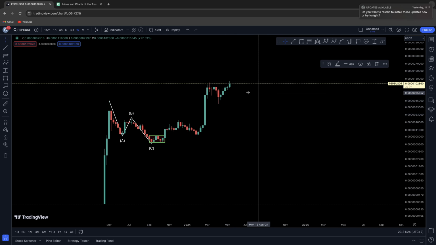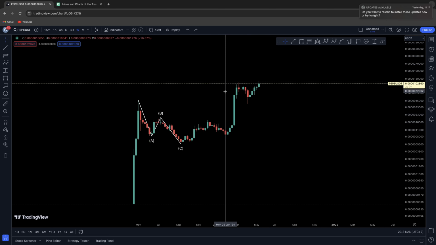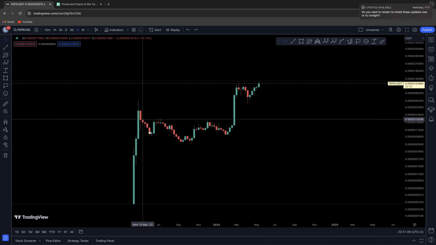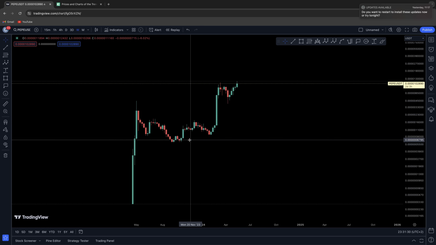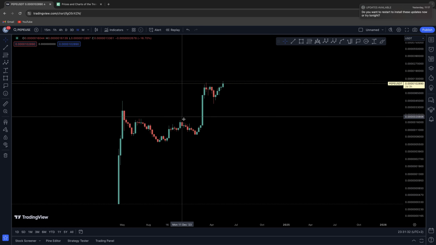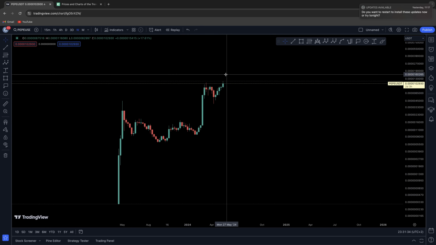Now, why I think we are in this impulsive Elliott wave 5 again is because of this Elliott wave 3. From a 3-wave correction, it's not unfamiliar to see 5 impulsive waves up, a motive wave.